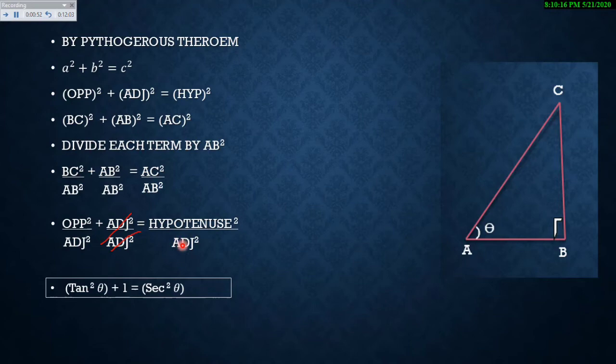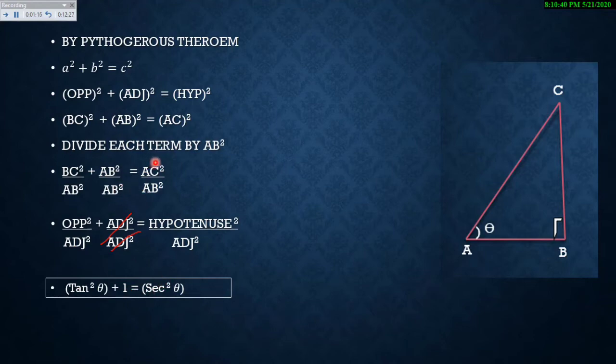And hypotenuse by adjacent is secant theta. Adjacent by hypotenuse is cos theta, and secant theta is the reverse of cos theta. So what do we get? Hypotenuse by adjacent. Okay, that is secant square theta. Don't forget the square. So what is the identity? Tan square theta plus 1 equals secant square theta.